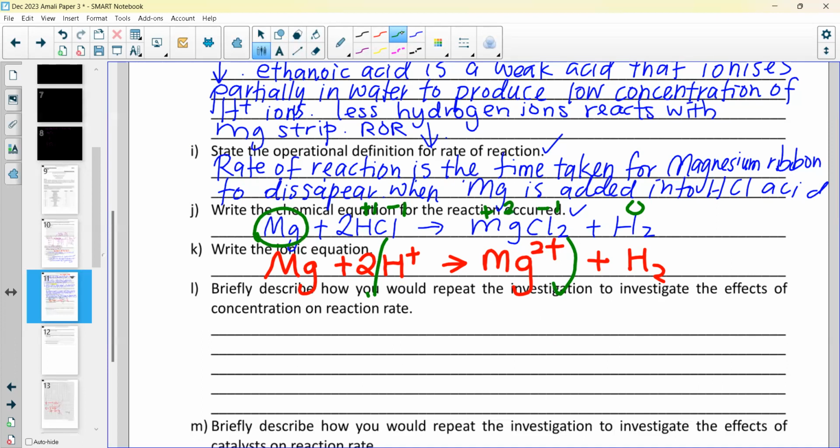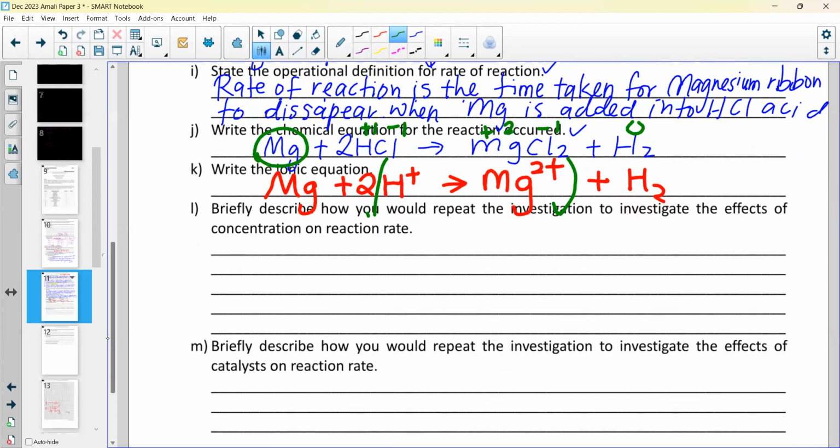Explain briefly how you can repeat the whole investigation to investigate the effect of concentration on the reaction rate. Let's say this was the rate of reaction when temperature increases, the rate of reaction increases. Now I want to change it so that when concentration increases, the rate of reaction increases. How can I repeat the whole investigation? This is from picture D. Exactly the same.